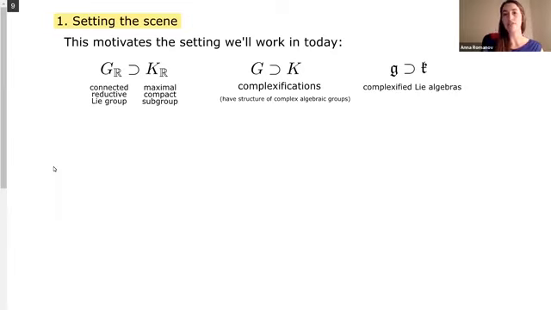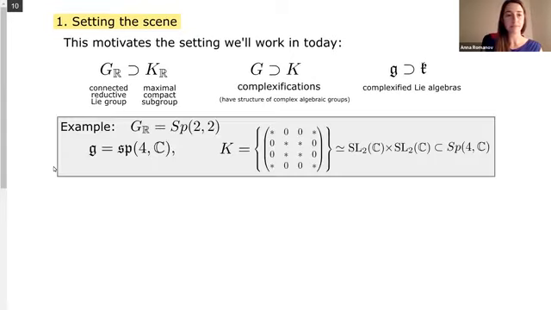And then we'll let the math frak letters denote their complexified Lie algebras. So in our favorite example of Sp(2,2), this means we're going to translate everything in terms of the complex Lie algebra sp4(C), and the complex algebraic group SL2(C) cross SL2(C), which is living inside of Sp4 in the following way.